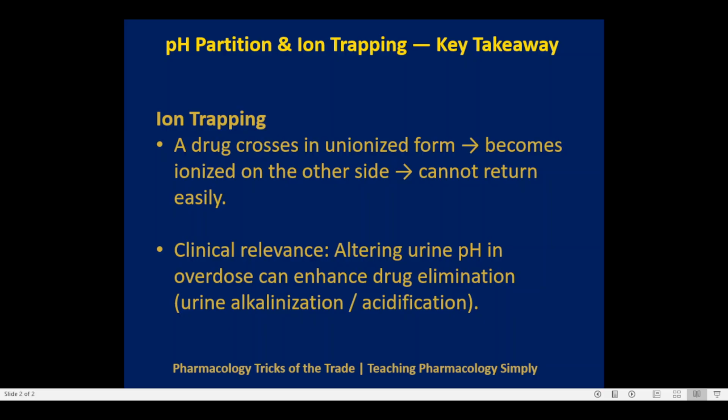So, the big idea is simple but powerful. A drug's movement is not decided only by its chemical structure, but also by the environment around it. When you understand this, you begin to predict drug absorption, distribution, and elimination, which is the heart of pharmacokinetics and practical pharmacology. In the end, it is not just the drug that matters. The environment decides the journey.